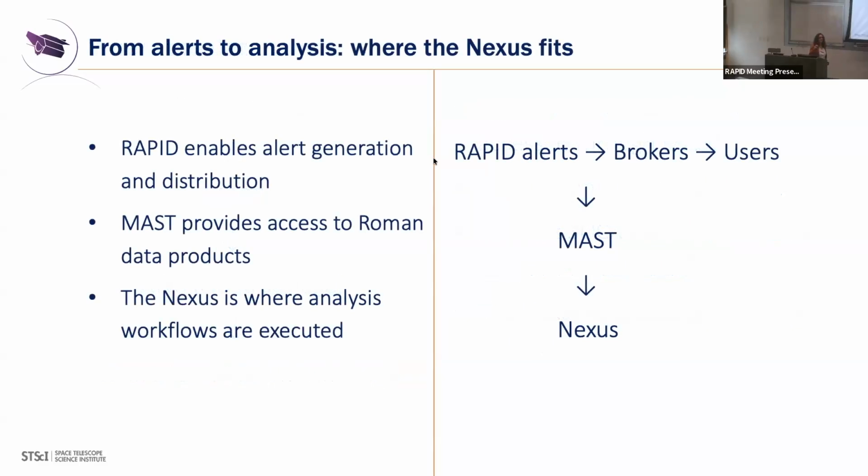So where does the Nexus live? For example, in your world, like transient science work, Rapid generates the alerts, goes to brokers, goes to users, but then I imagine users will want to access the data, look at the images, download the files, run additional photometry. And so the way to do this is to access the data through MAST, and then the Nexus is where the analysis workflows are executed.